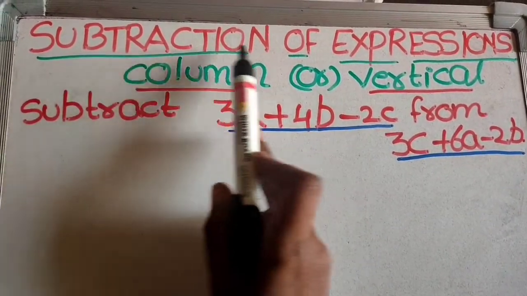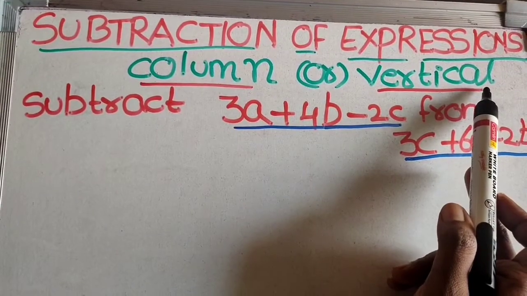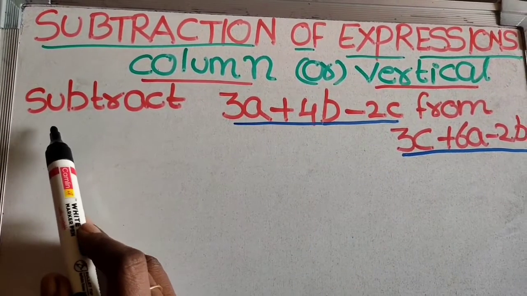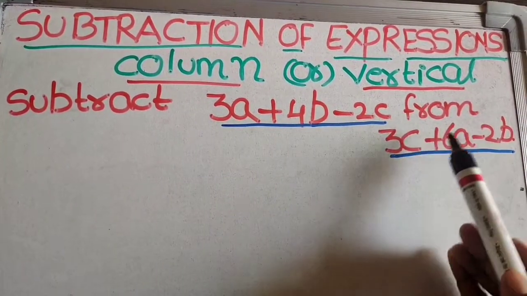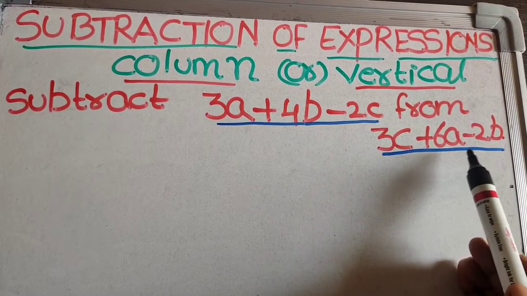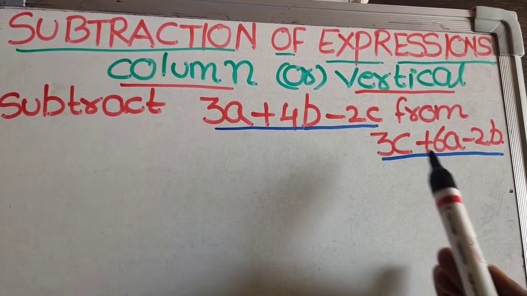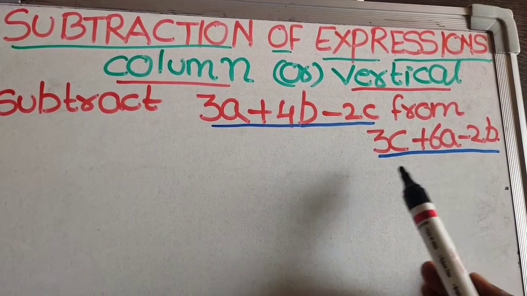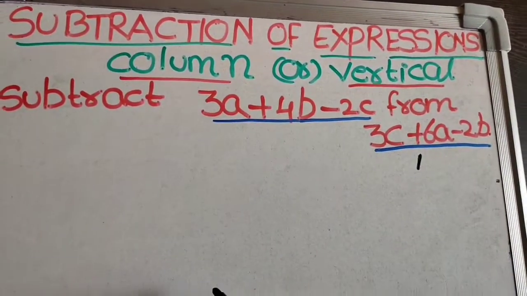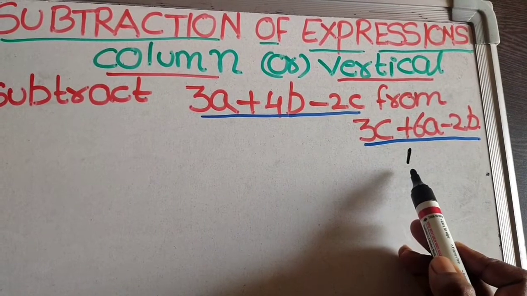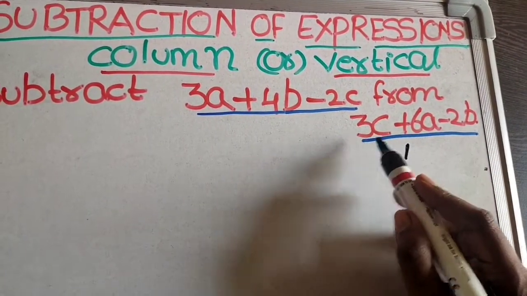Next, here we are doing subtraction of expressions. Up to now we have done addition of expressions in row or horizontal method. Now we are doing subtraction of expressions in column or vertical method. So here we have two expressions: subtract 3a + 4b - 2c from 3c + 6a - 2b. That means what we have to do? We have to subtract 3a + 4b - 2c from the second expression, that is 3c + 6a - 2b.